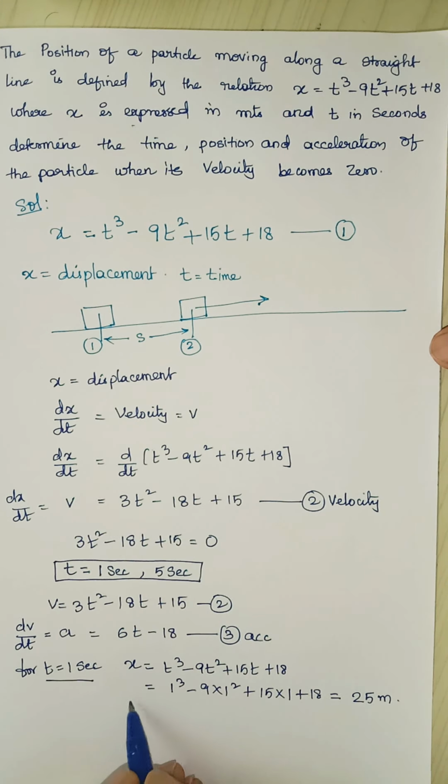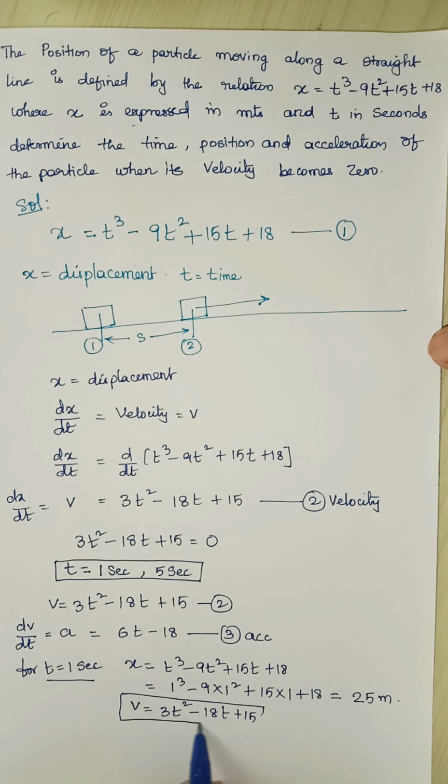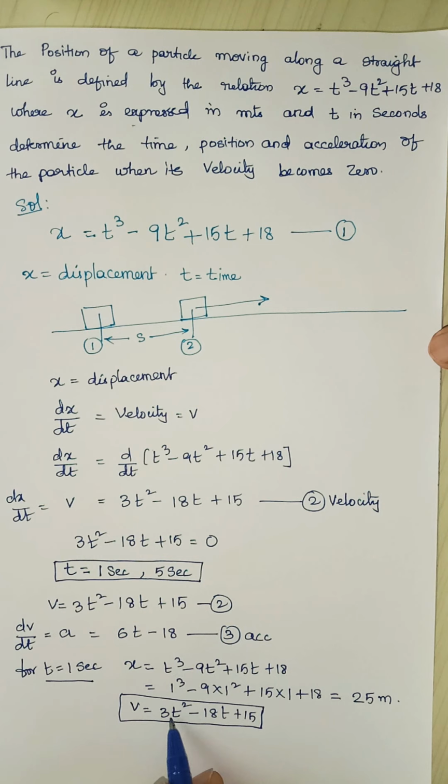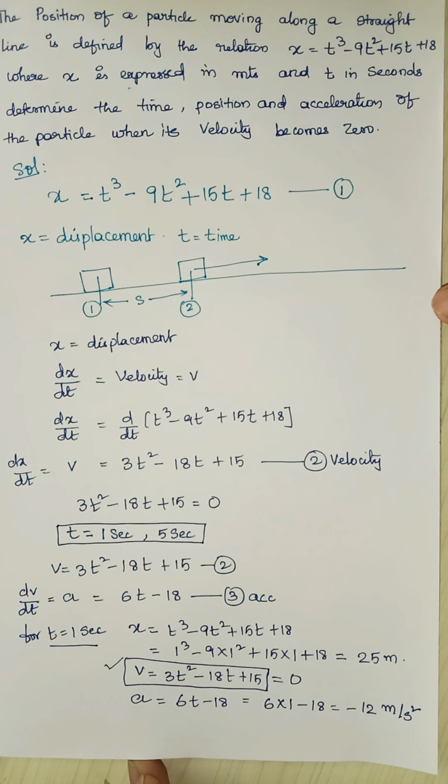Similarly, when t is equal to 1 second, for the velocity v is equal to 3t square minus 18t plus 15, this is just to cross check whether you are doing it correctly. Whatever you get is equal to 0. So what was given in the question is correct. That means velocity is 0 and we are going on the correct path. Next, we have acceleration, a is equal to 6t minus 18. Substituting t is equal to 1, 6 times 1 minus 18 is equal to minus 12 meter per second square. You are getting a negative value here. What does that mean? It is deceleration, not acceleration.